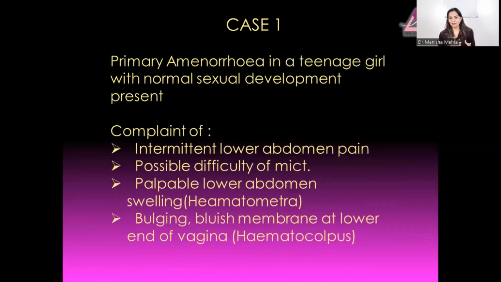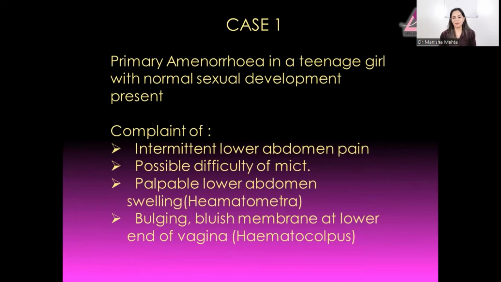So this is my first patient. Now I'm going to present 4 or 5 of my cases so that you can understand how the patient comes. So this is a teenage girl with normal sexual development. Intermittent abdominal pain can be present, not present. There can be history of difficulty of maturation. There can be a palpable swelling. There cannot be. If she presents early to you, they will not be there.